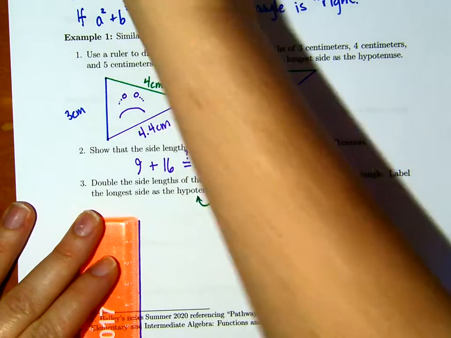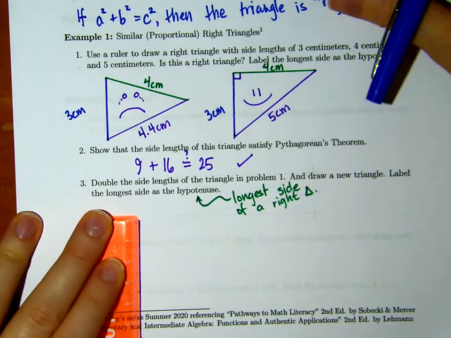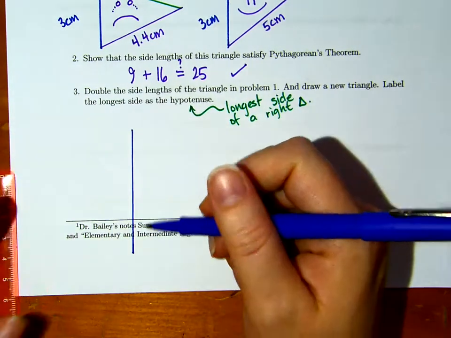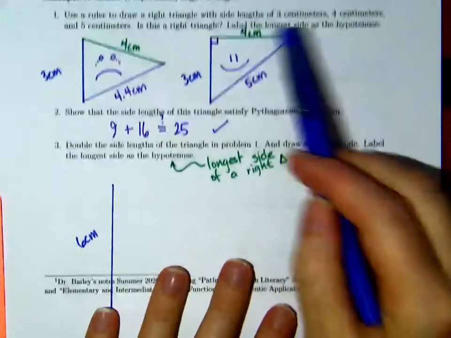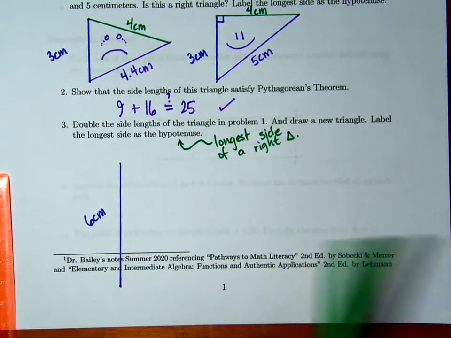Whoops. Looks as though you can't see my full thing. Here, let me scoot that up. There we go. Okay, 6 centimeters vertically. Check. That's double that one. And 8 centimeters horizontally.